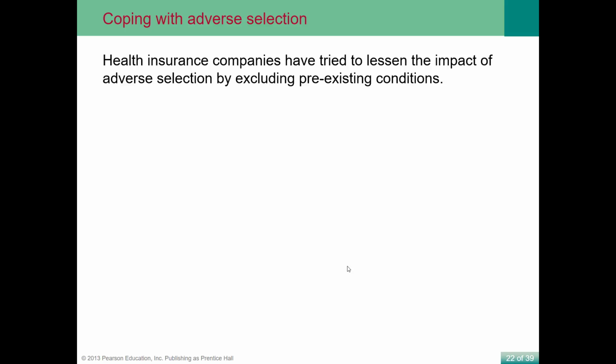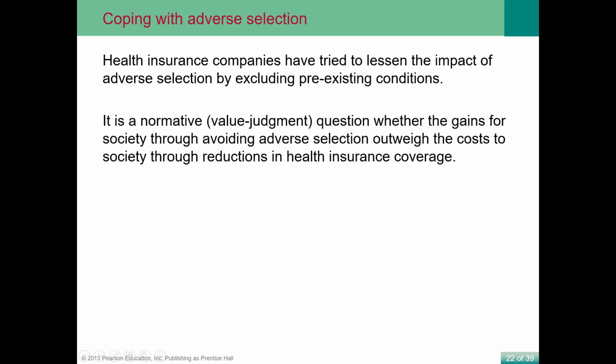So for health insurance companies to cope with adverse selection, they have tried to lessen the impact by excluding pre-existing conditions. It's a normative, value-based judgment question whether the gains for society through avoiding adverse selection outweigh the cost to society through reductions in health insurance coverage. The health insurance companies argue that if they have to cover all these pre-existing conditions, then the premiums for everyone go up, and then maybe people can't afford insurance, and all kinds of people become uninsured. So which is better for society?